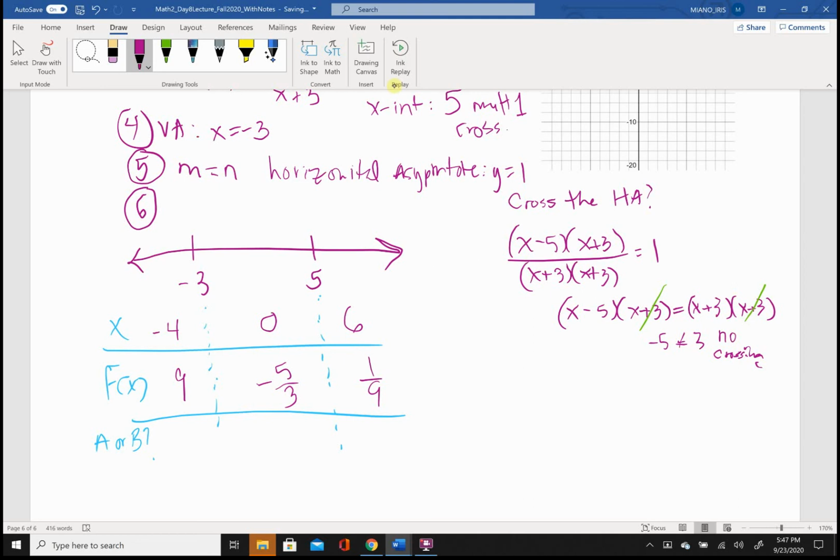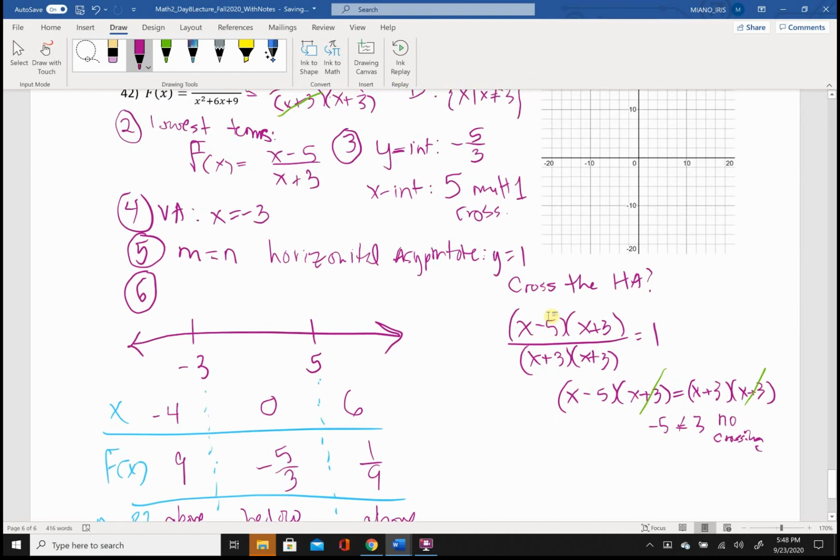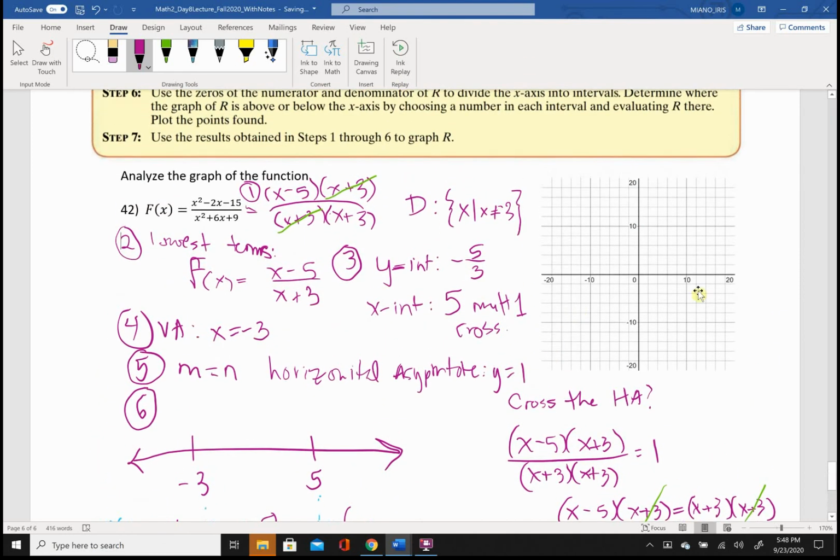Okay, so let's see, are we above or below? Well, we're above here because 9 is positive, above the x-axis. We're below here, and we're above there. So take all of this information and put it together, one piece at a time, onto this coordinate plane, and let's go ahead and figure out what f of x for number 42 looks like.